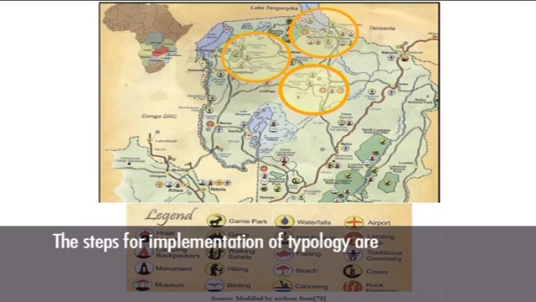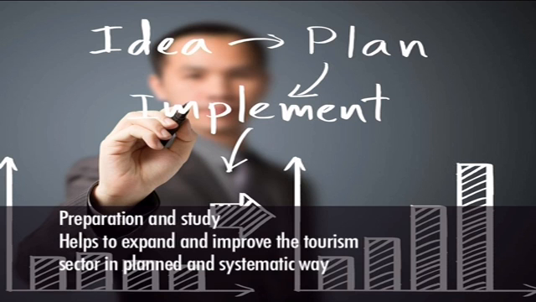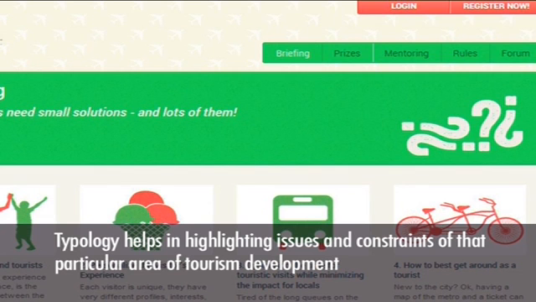The steps for implementation of typology are preparation and study. The government and the private sector should explore possibilities of expanding and improving the tourism sector in a planned and systematic way. This can be done with the help of typology of tourism. Typology helps in highlighting issues and constraints of that particular area with respect to tourism development.